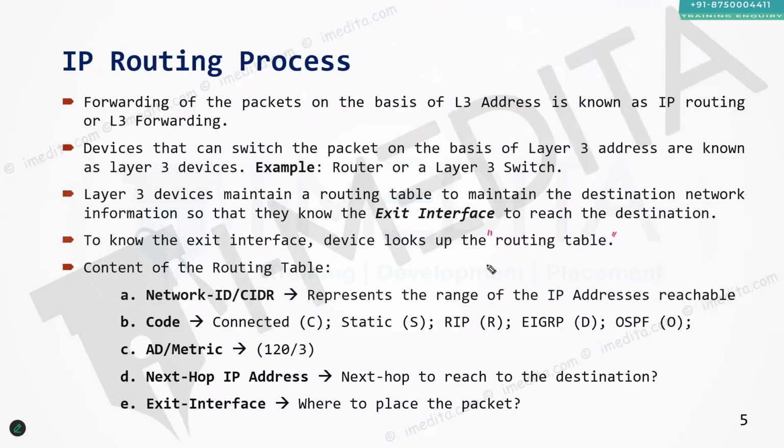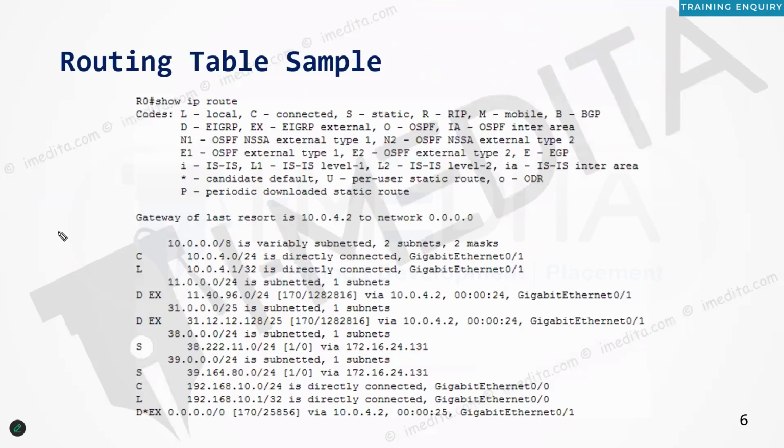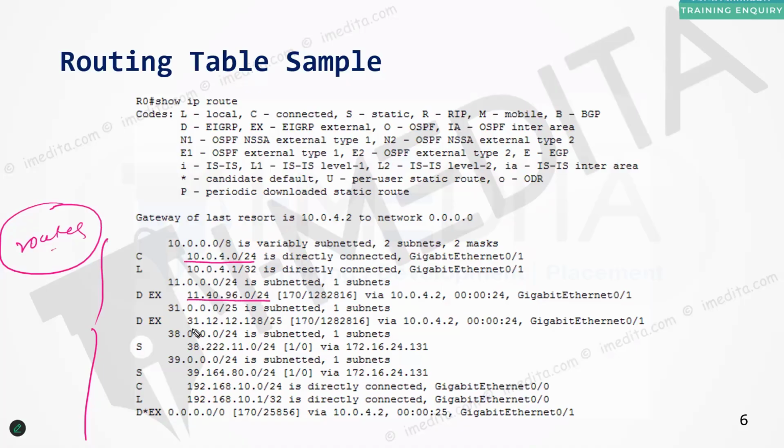In the routing table, we have these things called routes. There is a route to reach that destination. There is a path to reach that destination. These are what we refer to as routes.